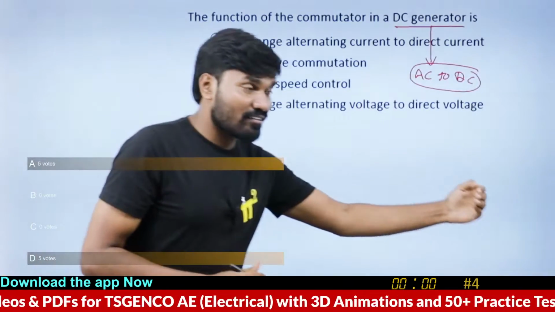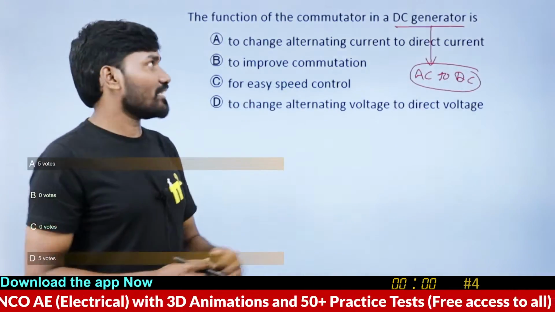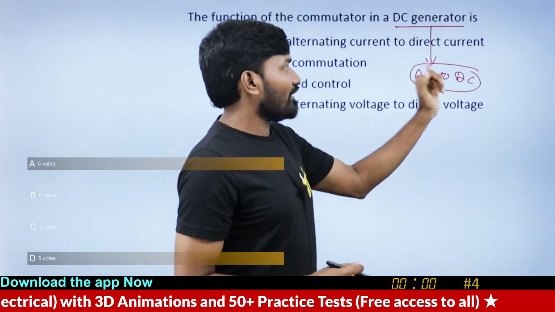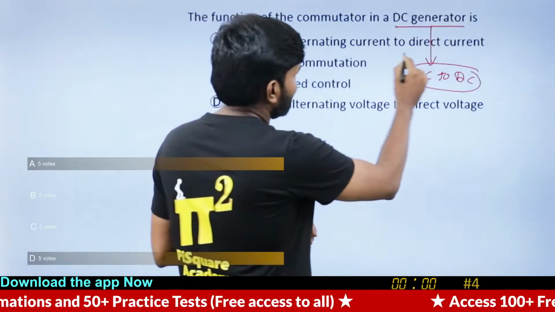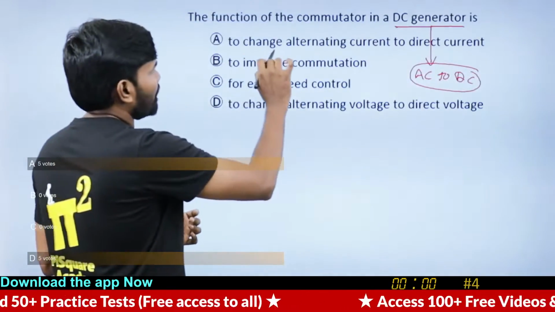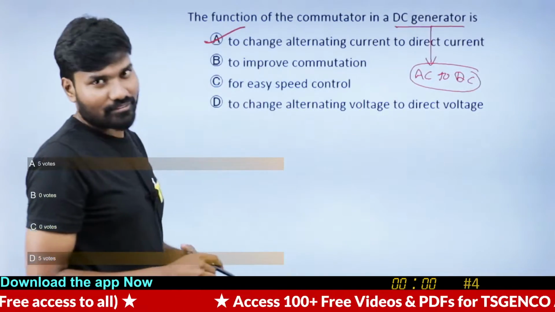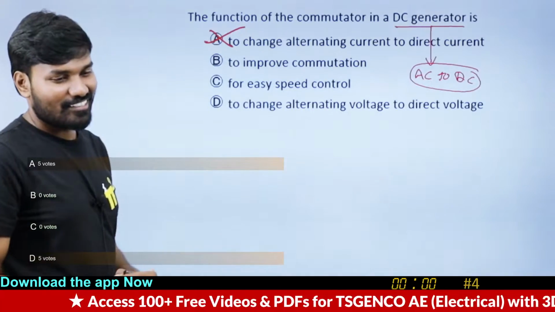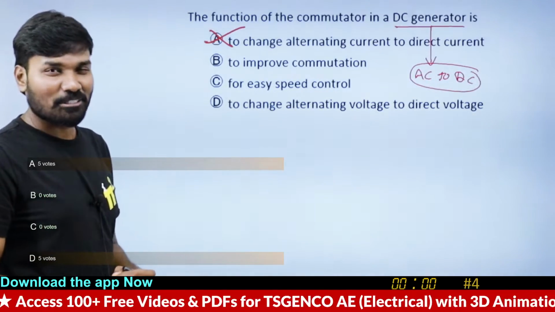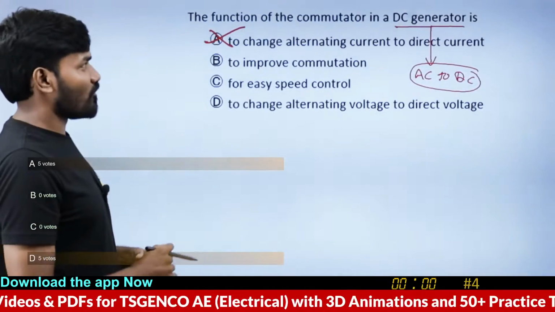Now, I want a DC output, not AC output. So I'm using a commutator to convert AC to DC. So now this option pretty much says that: to change alternating current to direct current. So you would answer this, but wrong. See how nicely the question is framed to trap you? How come it's wrong? Tell me.